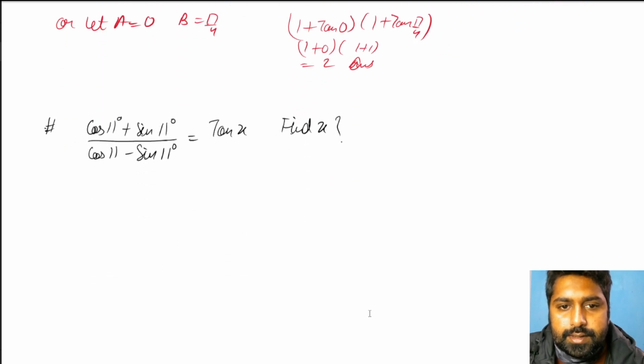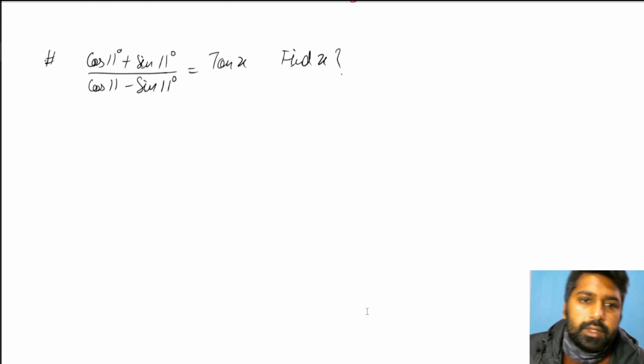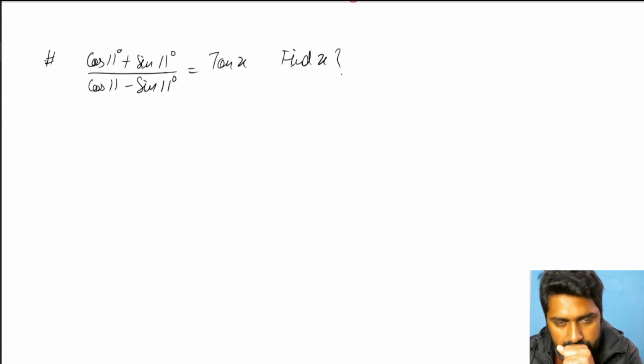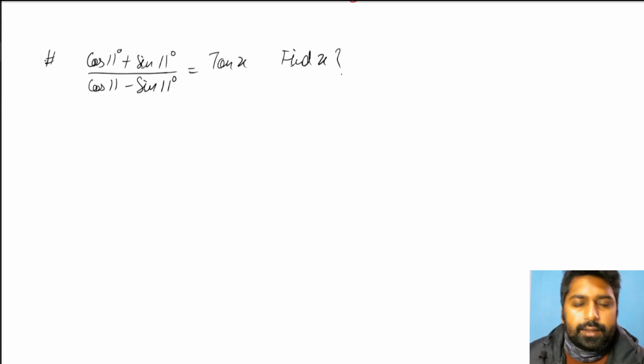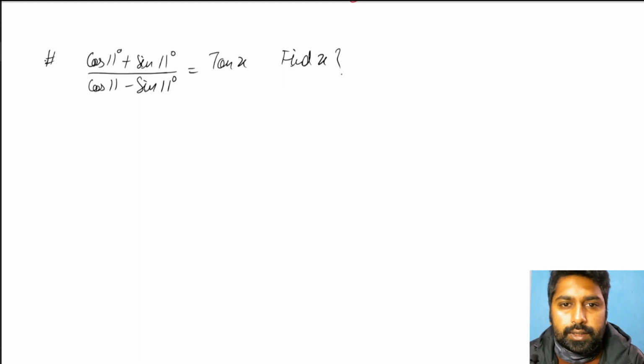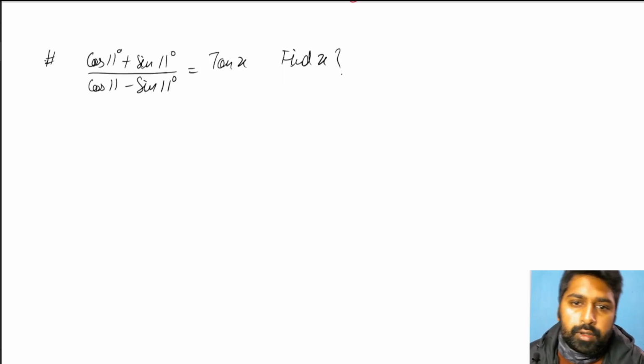Okay. Now this is where the identities will be pretty much important. I already gave you that identity. I told you to learn it. I told you that the variation will be very important. This particular question is just an example of it. It is given to you that cos 11 plus sin 11 upon cos 11 minus sin 11 is tan of something. You have to find that x.